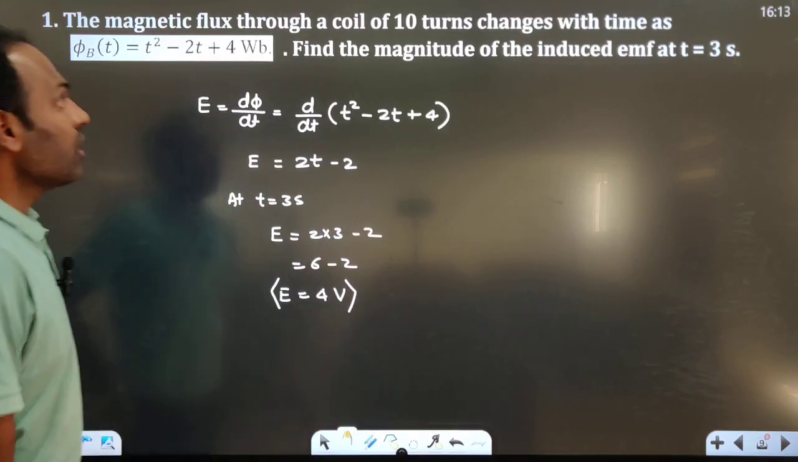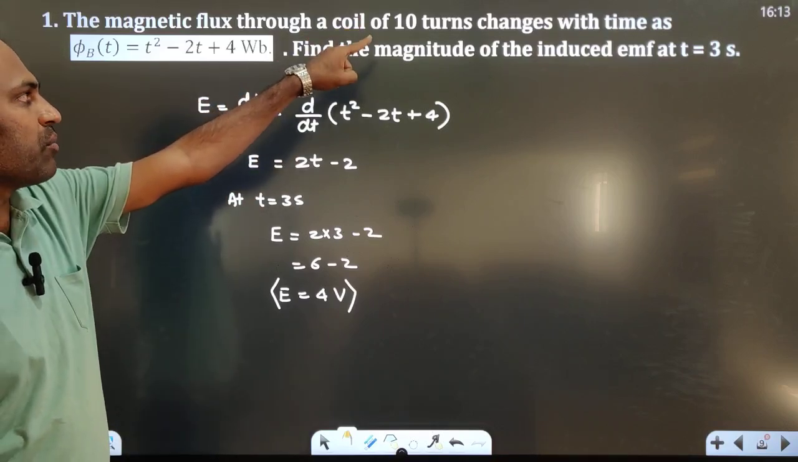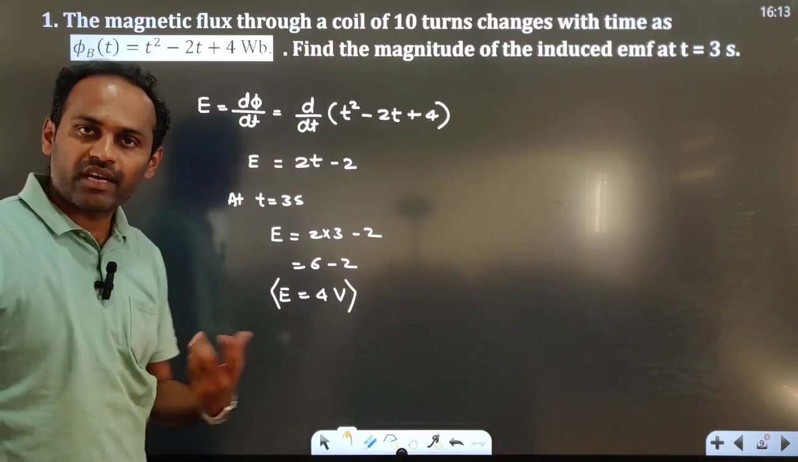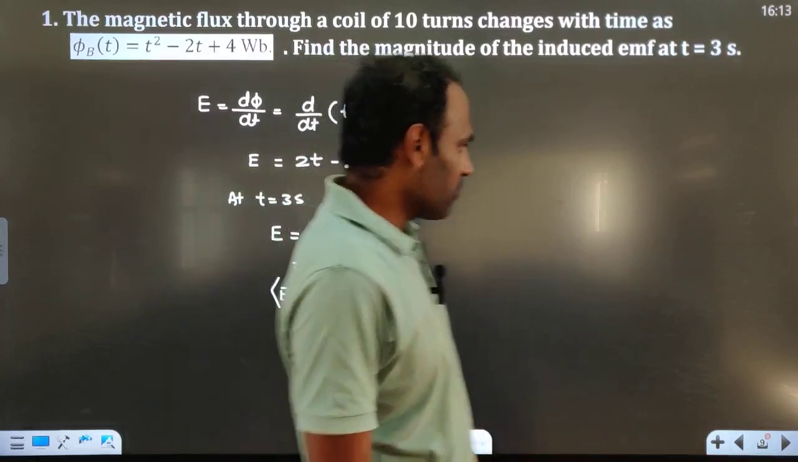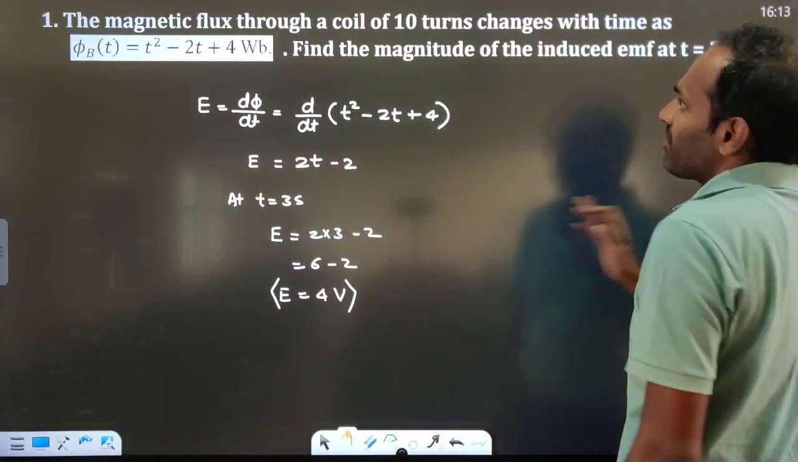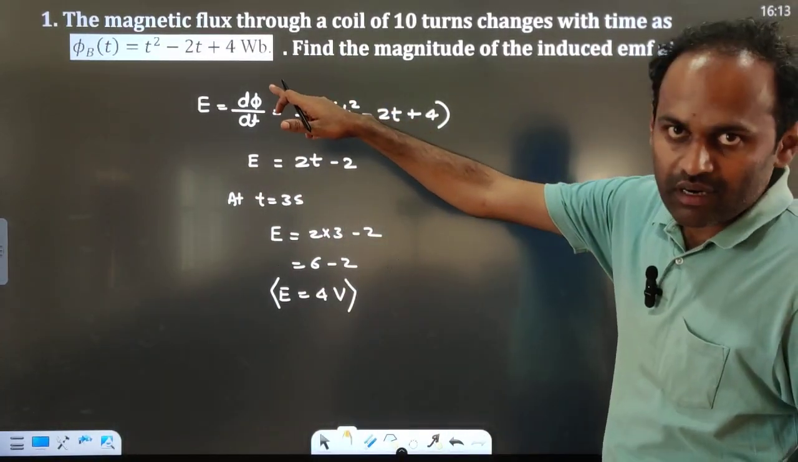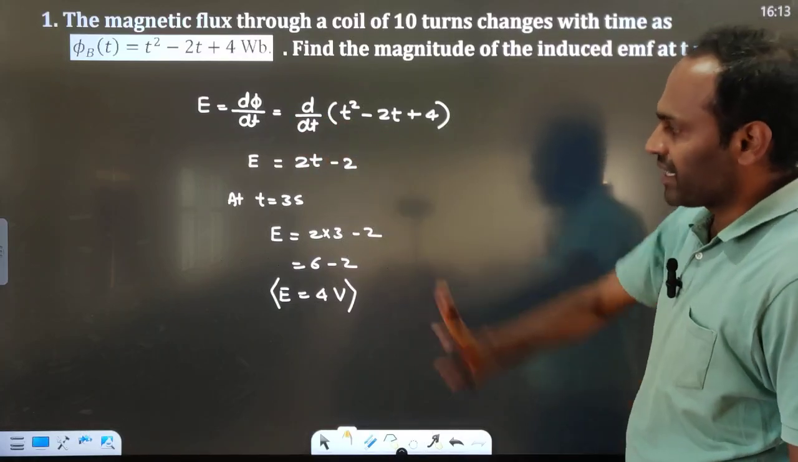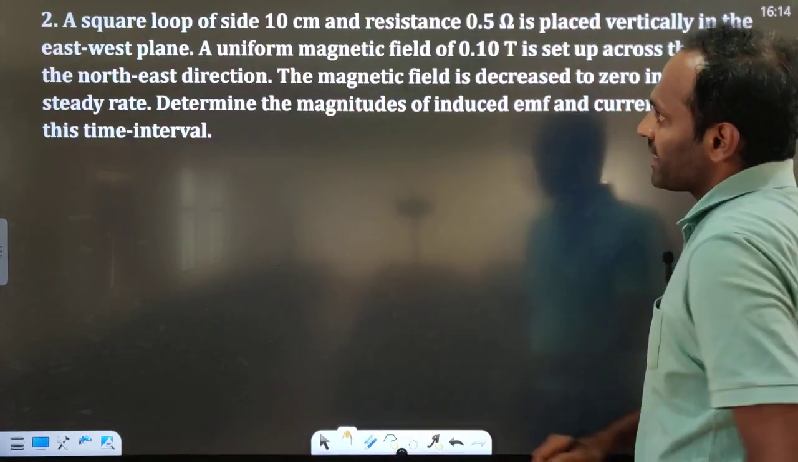This is for 1 turn. There are 10 turns in the coil. So if you want the EMF induced in the 10 turns, you multiply it by 10, and you will get the EMF induced for the 10 turns. This is how we have to calculate the EMF. Remember, whenever the flux is given in the form of a time dependent equation, you differentiate it and you will get EMF. We'll go to the next question then.